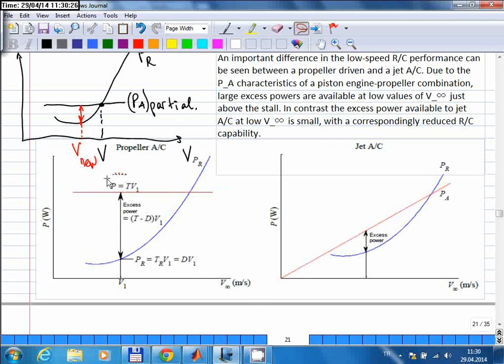So if you look at these two, then you can see that the propeller aircraft has better climbing performance at low speed, because at low speed you can get a very large excess power from a propeller. Whereas if you have a jet aircraft at low speed, since the available power is low as well, the excess power is smaller. Okay, so this is an important difference between a propeller and a jet aircraft.